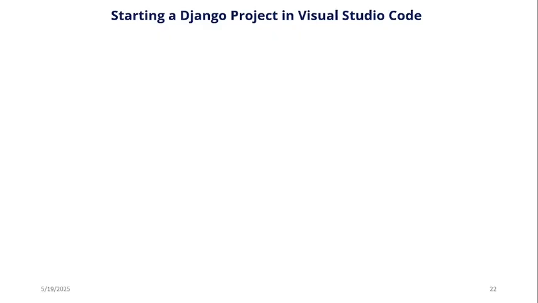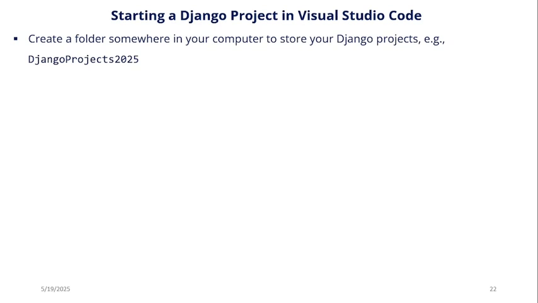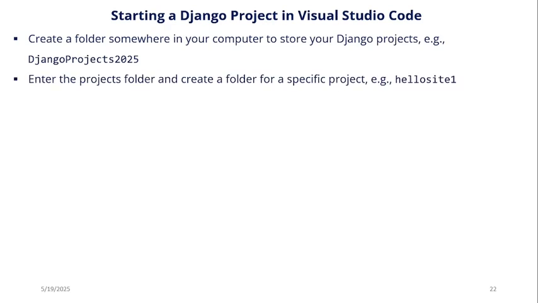Now let's come to Django. Starting a Django project in Visual Studio Code. We have already created this Django project 2025 folder somewhere, and we are going to use it. We are going to first of all start with Visual Studio Code, then we will enter the projects folder, and then we'll create a folder for a specific project.